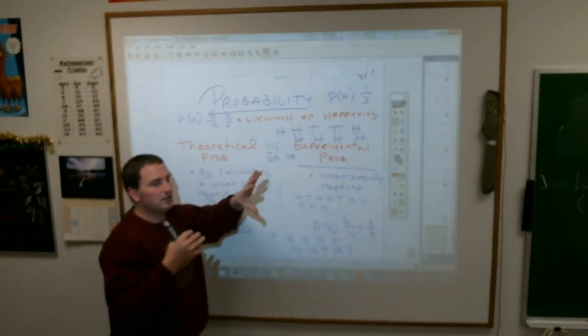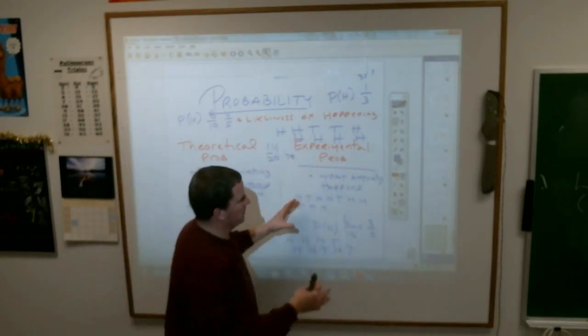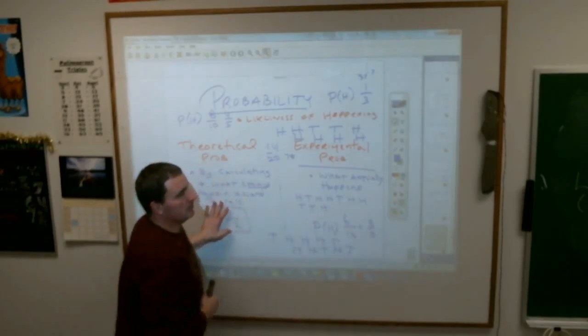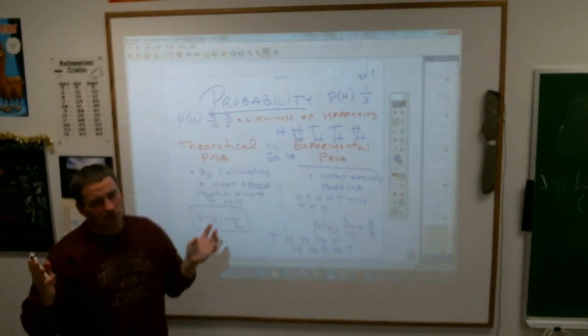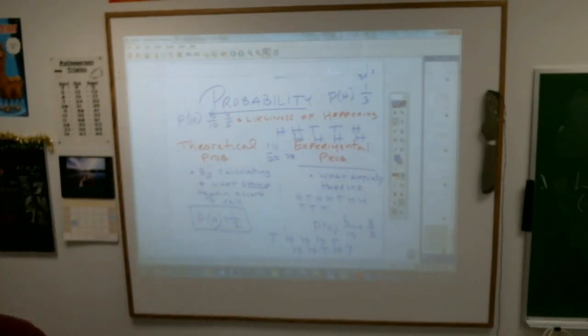The more experiments you do, the closer experimental probability comes to theoretical probability. Now, some things you can't have theoretical probability for. Some things you really have to do the experiment for to get it.